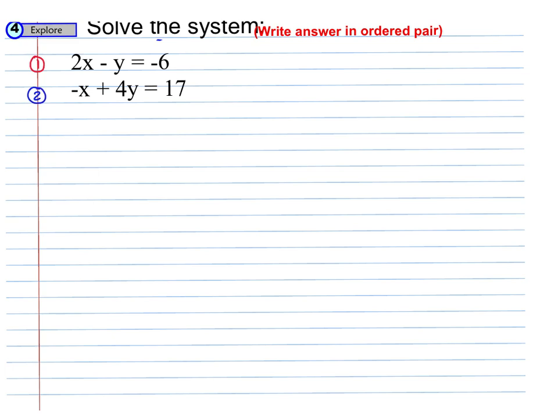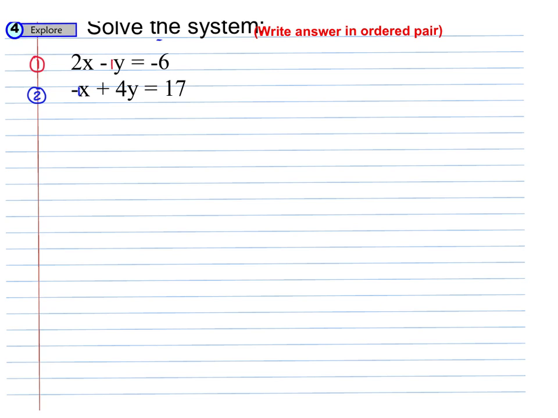If we analyze our coefficients, this is a 2 right here, and we have an invisible negative 1 in front of the x, and we have an invisible negative 1 in front of the y. If I want to get rid of x's, then I need to make sure that these are opposites. So this would have to be a positive 2, and this would have to be a negative 2. If I want to get rid of the y's, then I need to make this into a negative 4, and this stays as a positive 4. Whatever I decide to change, I have to multiply the whole equation by that.